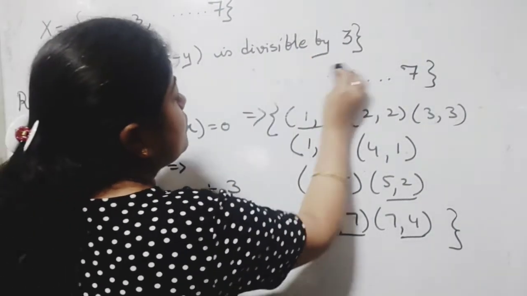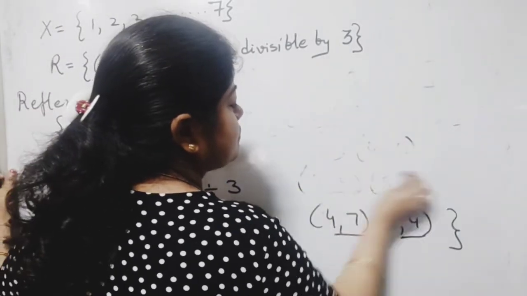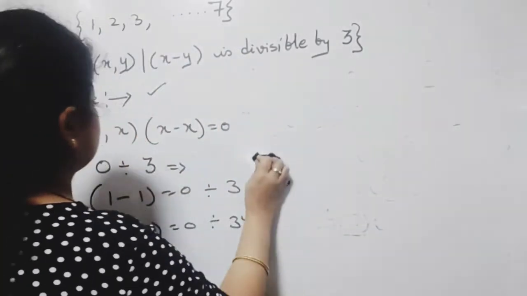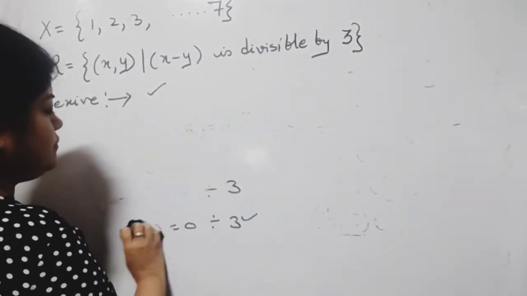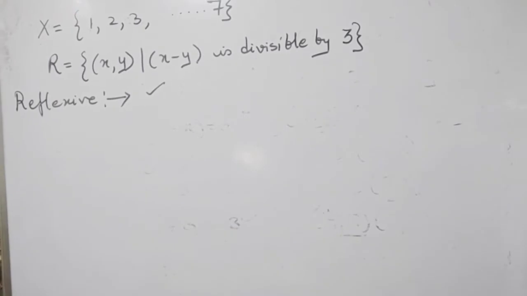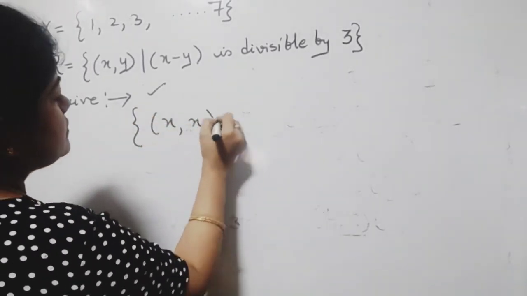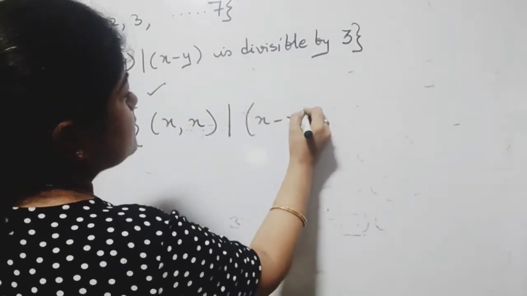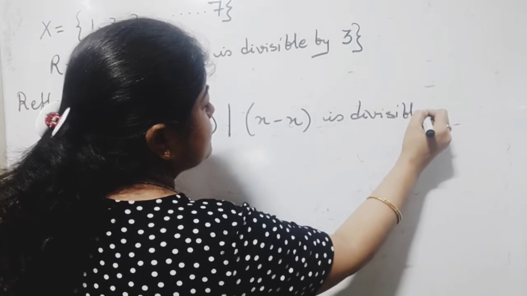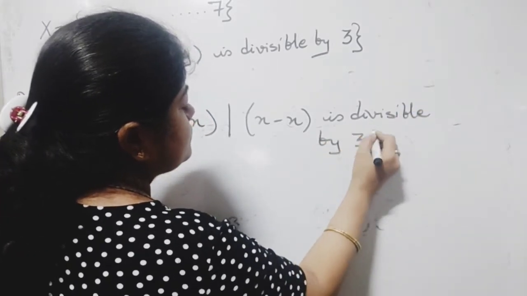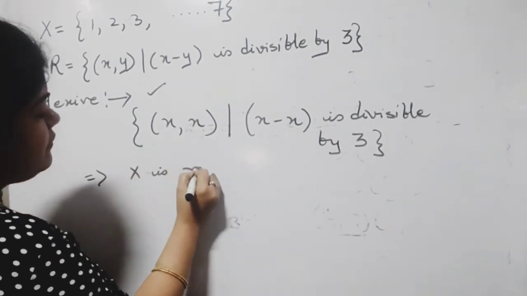Now, wait a minute. How will you write it? You will write it in this way: x comma x, x minus x is divisible by 3. So, x is reflexive.